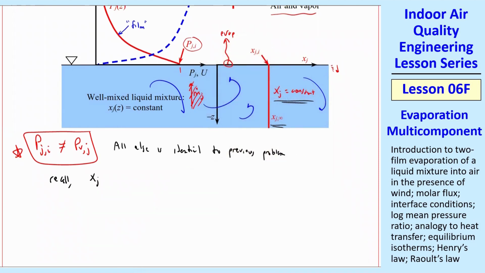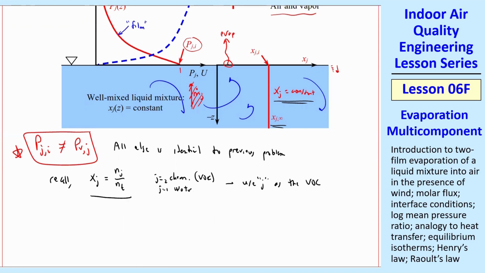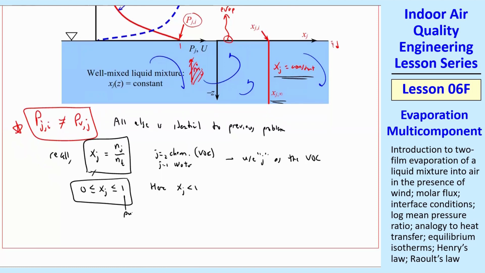If you recall, xj is the mole fraction in the liquid, so it's equal to nj over nt. And here j is the chemical, the VOC, and that would be j equal 2. J equal 1 would be the water. You could have chemicals dissolved in other liquids, but we're only going to talk about water here. We'll use j as the VOC. And xj here is a mole fraction, just like yj was nj over nt for a gas. Xj is greater than or equal to 0 and less than or equal to 1 by definition, just like any mole fraction. For a pure liquid, xj would equal 1, but we have a mixture, so it'll be somewhere between 0 and 1.